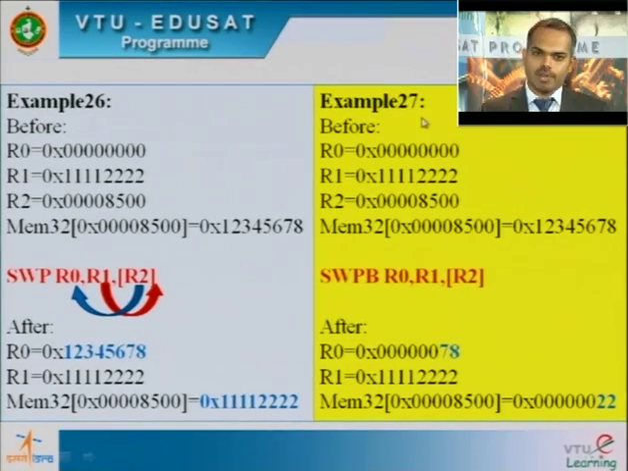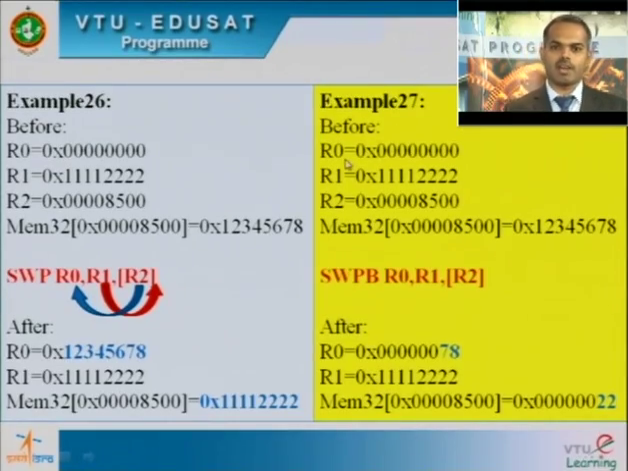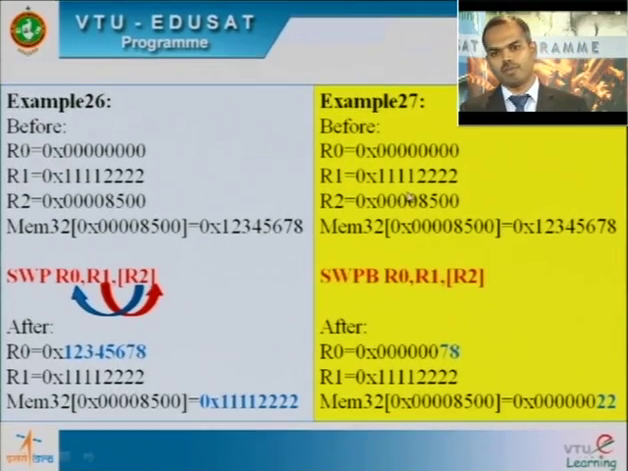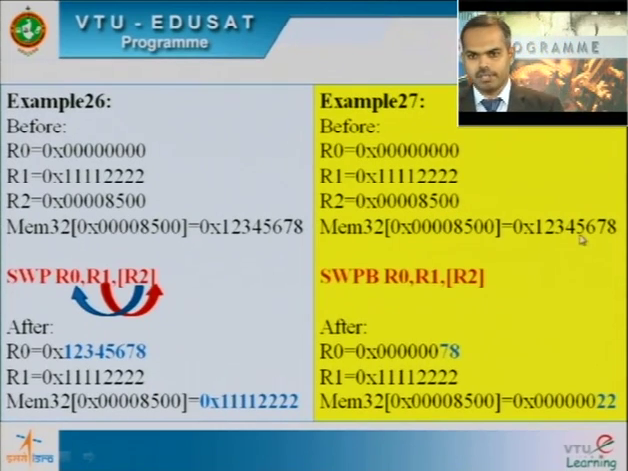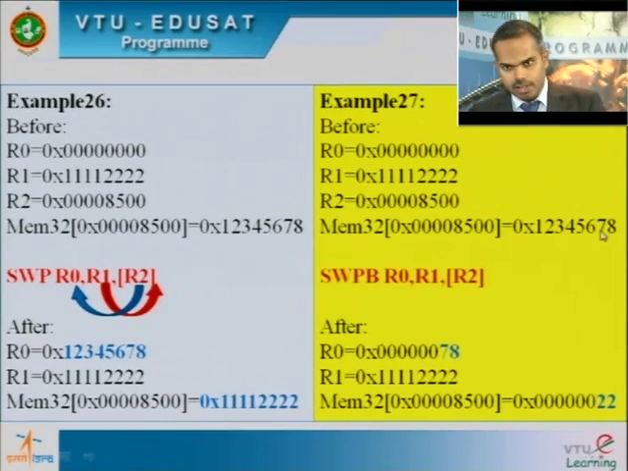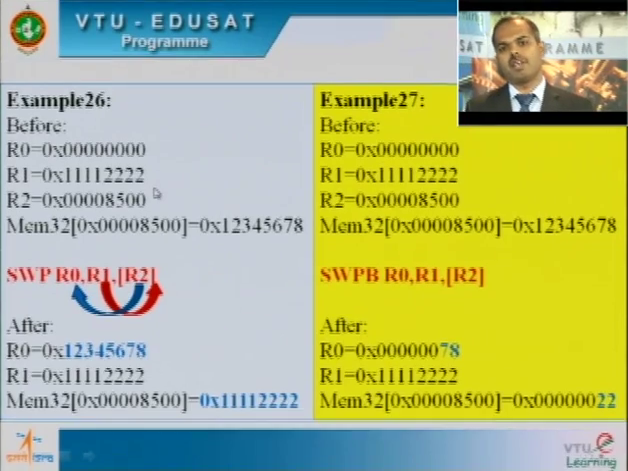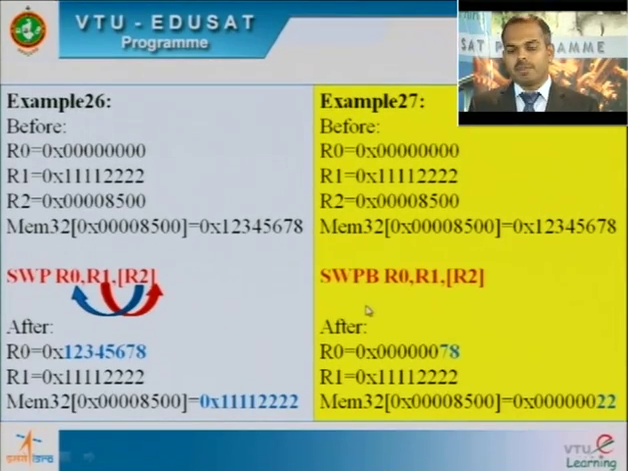Now let's look at example 27. In example 27, R0 content is 0, R1 content is 4 ones followed by 4 twos, R2 is 0x, 4 zeros followed by 8500. Content of the memory location pointed by R2 is again 0x12345678. That is very similar to example 26.